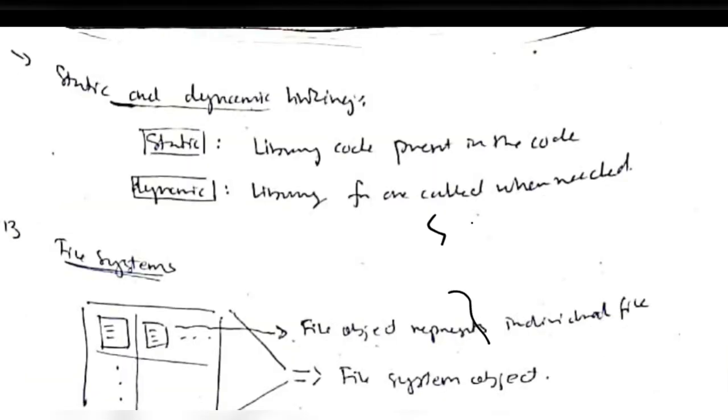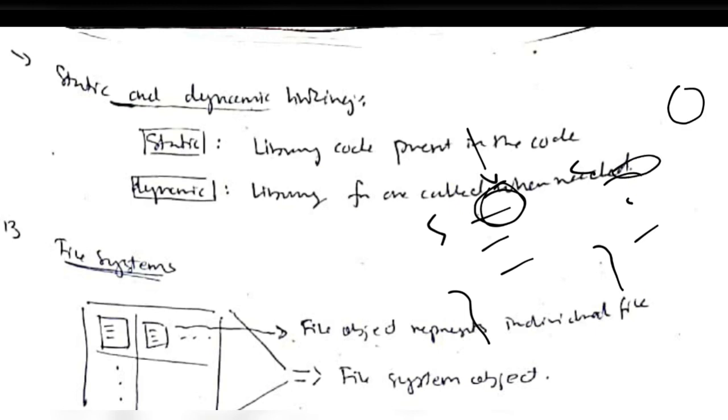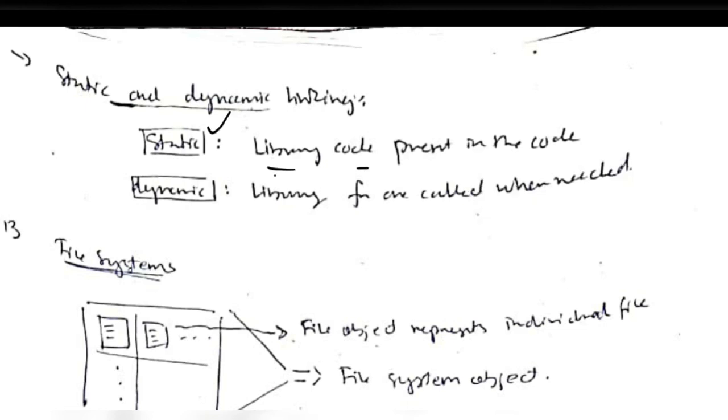Suppose that this is my code here. There are two parts, me including the function in the code itself, or me calling the function from the library. If I call the function from the library, it's known as dynamic linking. Or if I include the function which I have to use in the program inside the code only, at that time it's known as static linking. So see here, in static, library code is present inside the main code which I am writing here, and in the dynamic linking, library function is called whenever needed.